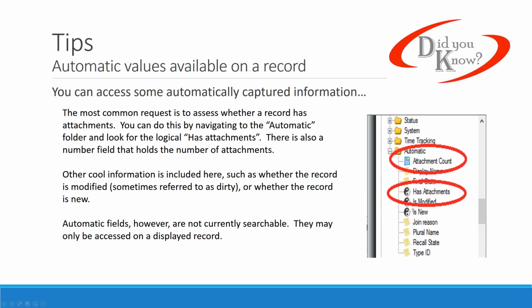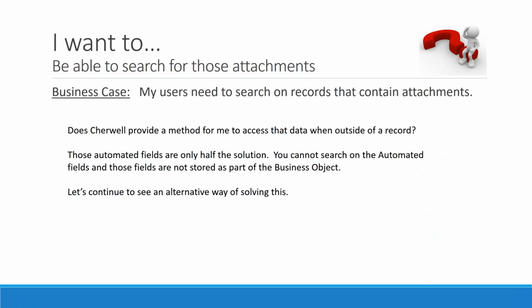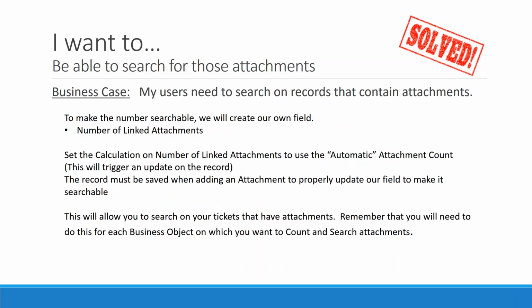These fields, however, are not searchable. They may only be accessed on a displayed record. So now I want to be able to search for those attachments. How do I do that? Does Cherwell provide a method for me to access that data outside of a record? The automated fields are only half of the solution. You can't search on those automated fields because they are calculated at the time when the record is displayed. However, there is a way to get at them. What I'm going to do is make the number searchable.